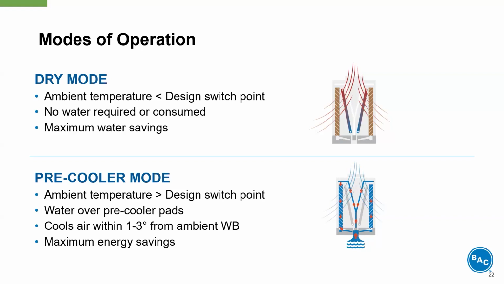Once the ambient temperature reaches our design switch point, the unit switches into pre-cooler or adiabatic mode. Water is distributed over the pads and air is cooled as it is drawn across the pads. So we can typically cool the air to within 1 to 3 degrees of the ambient wet bulb temperature. So this is what allows us those lower condensing temperatures, those lower outlet gas temperatures. When in pre-cooler mode, that's when you're maximizing the energy savings for your system.